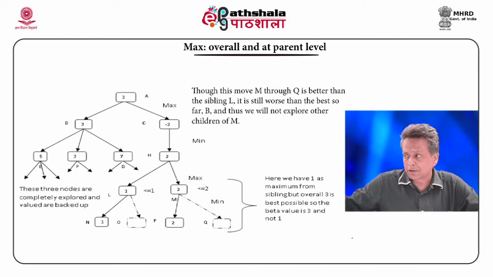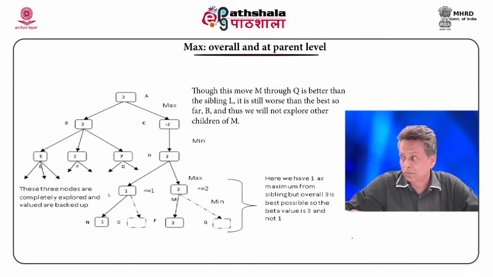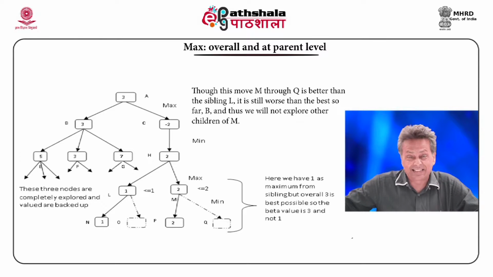So this threshold, though it is 1, which is local, should be applied. We will not use 1 but will use 3, which is a higher value coming from a global value. So the best value for us is through B, 3. L is good but not as good as B. So our preference is B, and because of that there is no point exploring. Once we get L as 1, there is no point exploring the other branch of H. That is basically a maximizing alpha cutoff.